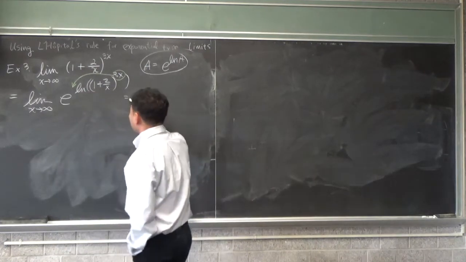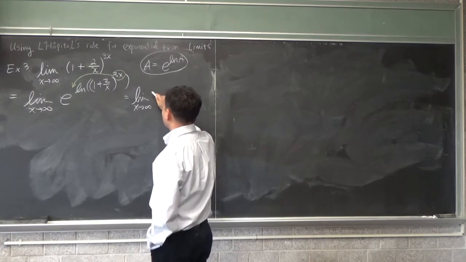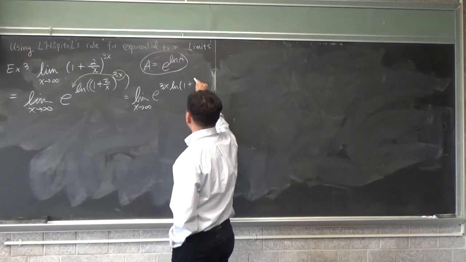So it's going to be the limit as x goes to infinity of e to the 3x times ln of 1 plus 2 over x.